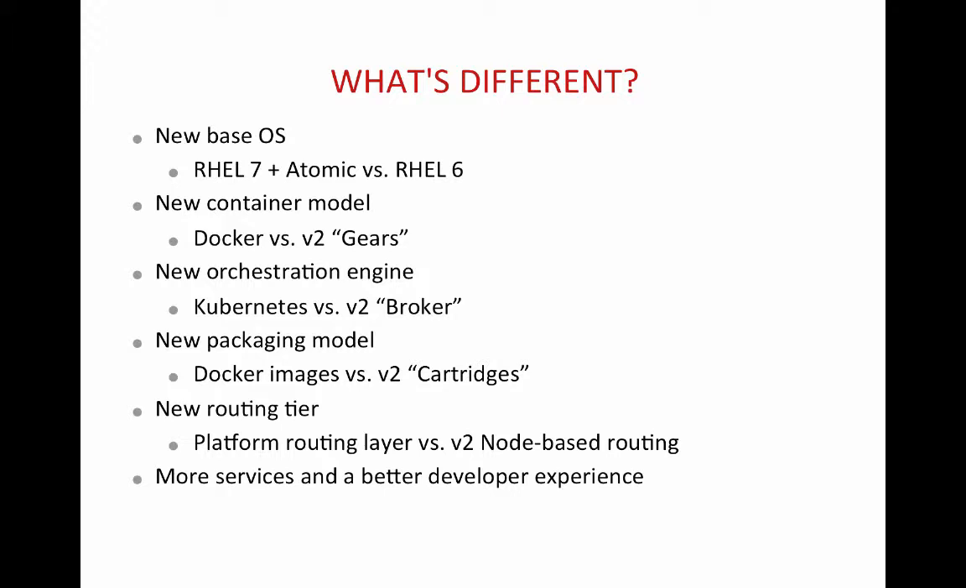Let's look at what's different between OpenShift version 3 and the earlier versions of OpenShift, specifically the OpenShift version 2, that is. So the new base OS is going to be RHEL 7 instead of RHEL 6.x. For example, in OpenShift version that we are using right now, it uses RHEL 6.6, which we'll be moving to RHEL 7 in case of V3.